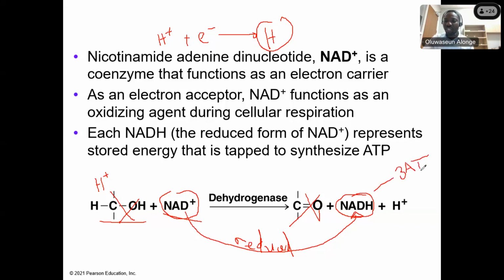Now, I say the word approximate because this is a chain of reactions. It may not always give you 3 ATP, but approximately it will give you 3 ATP. One NADH will give you approximately 3 ATP. So if you have 5 NADH stored at the end of the system, that means you are going to have about 15 ATP. All right? That's just to show you what it is.